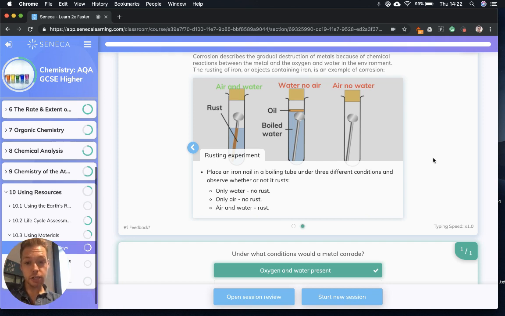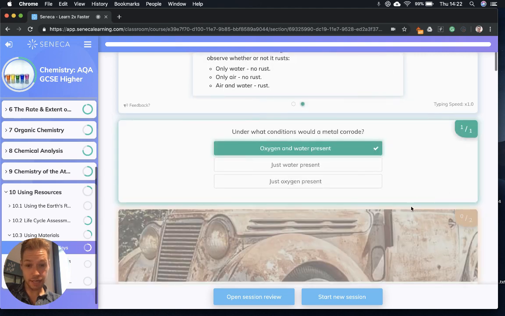So if we took a little iron nail and we put it in a boiling tube under different conditions, we can then see what conditions are required for rusting. If we put an iron nail into a boiling tube with just air in it, there'd be no rusting. And if we put it into a boiling tube that just had water in it, with no air, and we can do that by putting a layer of oil on top of the water, there'd be no rusting. But if we have that combination of air and water, we are getting some rust. So air and water together makes rust.